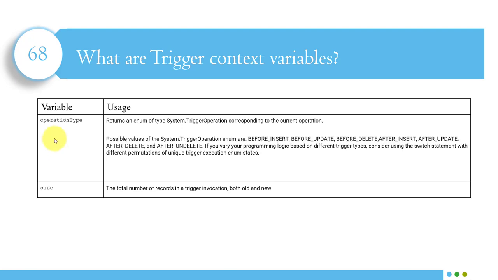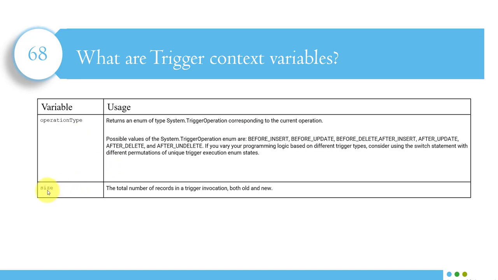That is the easiest way to learn what is available and what is not available in the trigger.new map and trigger.old map. There are other context variables also available, like operationType, which returns an enum of type System.TriggerOperation corresponding to the current operation. The possible values of the System.TriggerOperation enum are before insert, before update, before delete, after insert, after update, after delete, and after undelete. If you vary your programming logic based on the different types, consider using a switch statement with different permutations of unique trigger execution enum states. You can create a switch case and check, if it is update, then perform this logic; if it is before insert, then perform that logic.